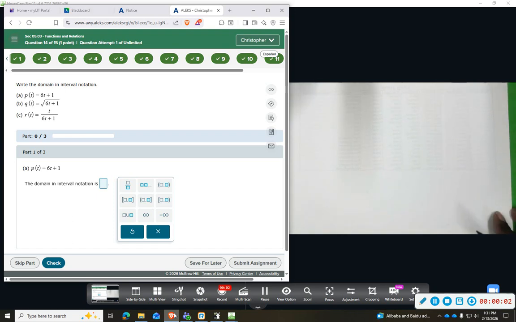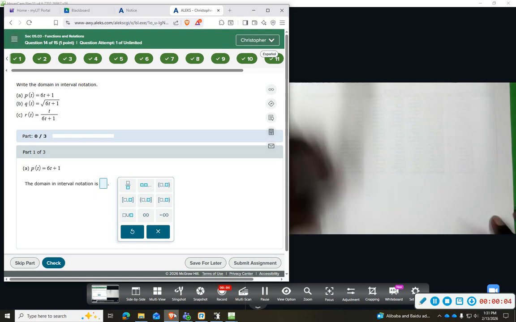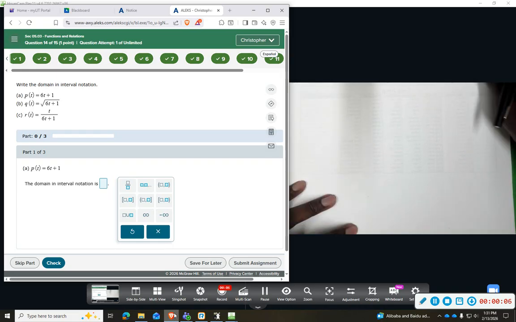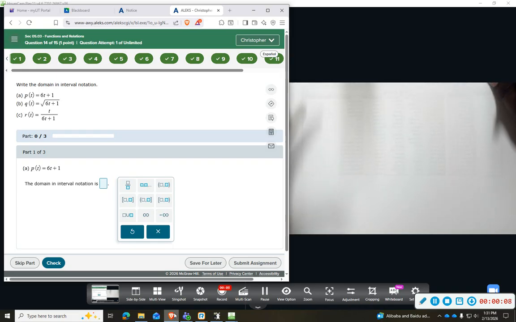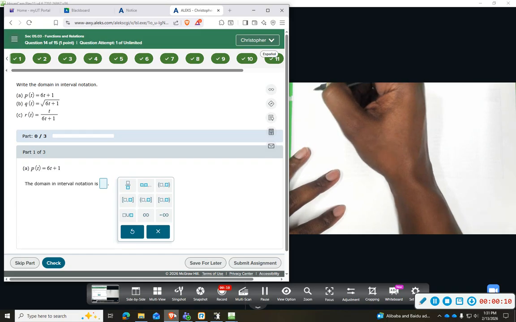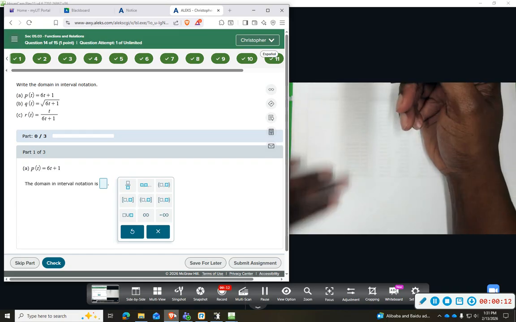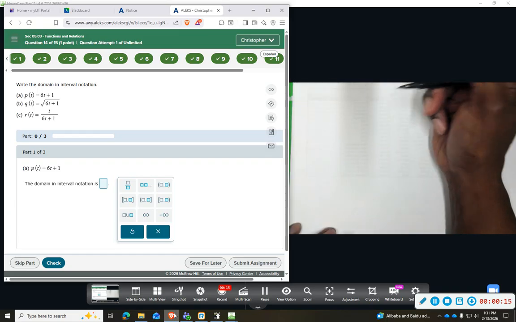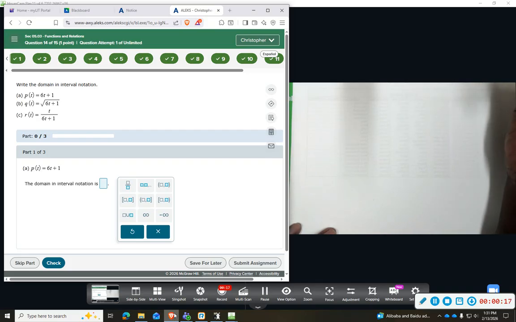All right, so number 14. All right, so let me go over the rules. If you hadn't seen them in the textbook, just to kind of reiterate everything, there are 3 scenarios that we check for in algebra when we're trying to identify the domain of a function.